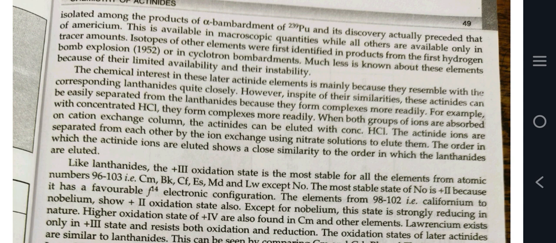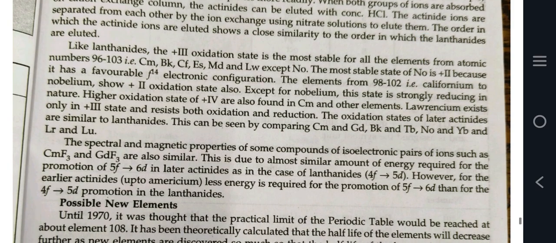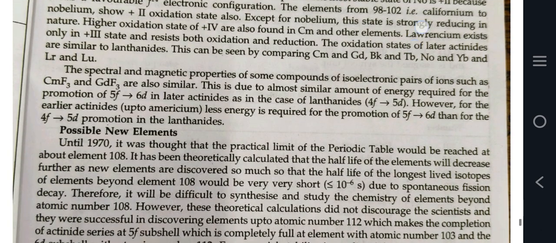However, a higher oxidation state of +4 is also found in Cm and other elements. Lawrencium exists only in the +3 state and resists both oxidation and reduction. The oxidation states of later actinides are similar to lanthanides. This can be seen by comparing Cm and Gd, Bk and Tb, No and Yb, and Lr with Lu.